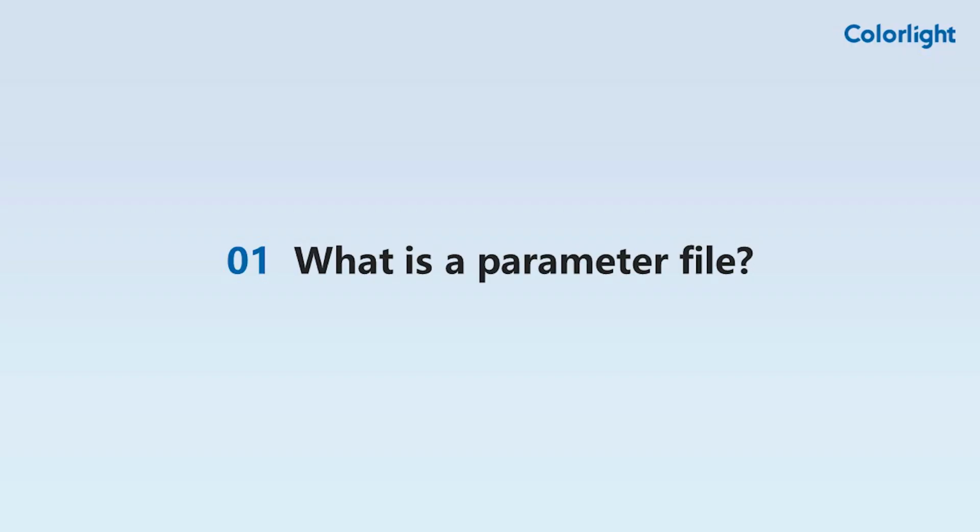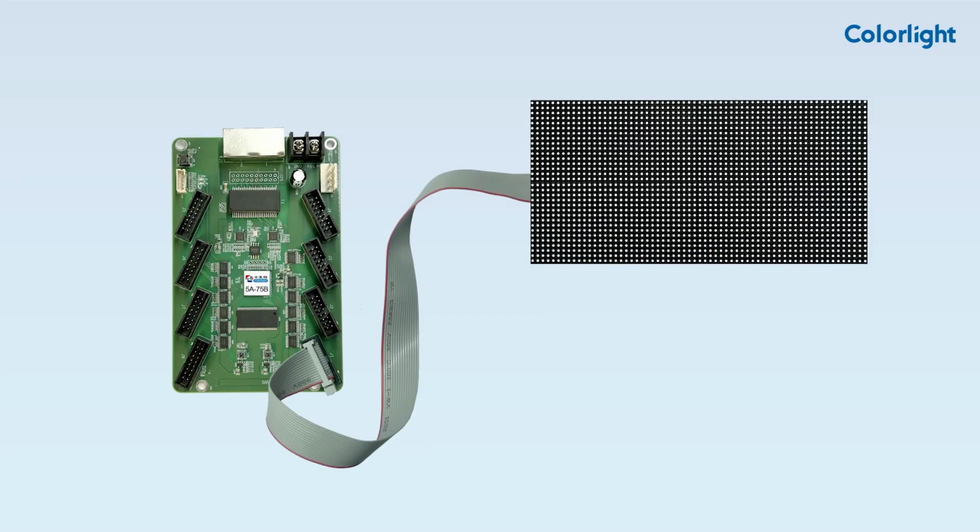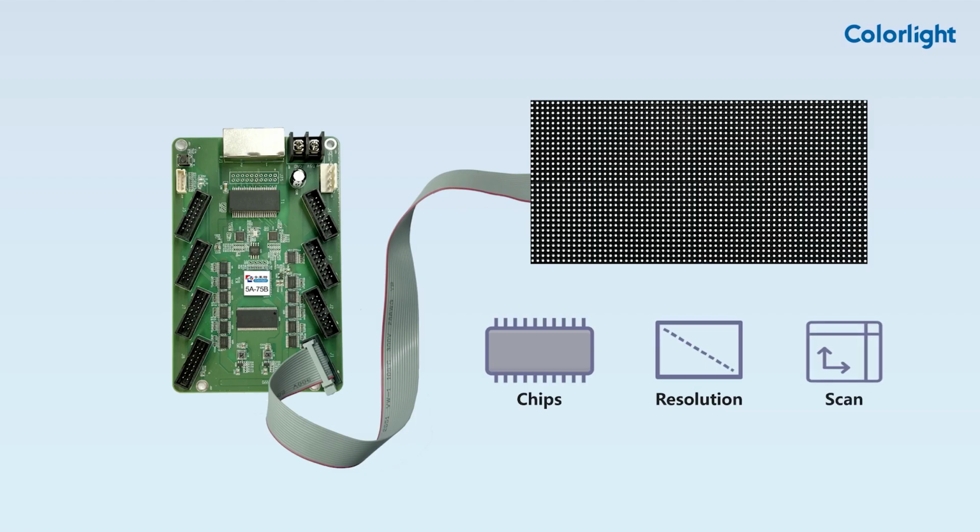First, what is a parameter file? Different modules have varying designs in terms of chips, resolution, scanning methods, and more. To ensure proper display, the receiving card's parameters need to be configured to match the module's design. These module details are saved in the receiving card's flash memory as an RCVBP file. The module cannot work well without a correct parameter file.